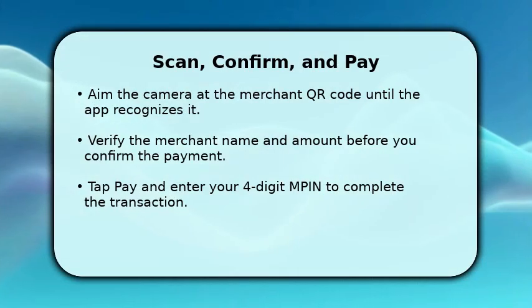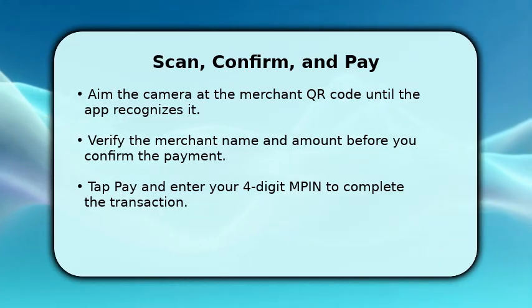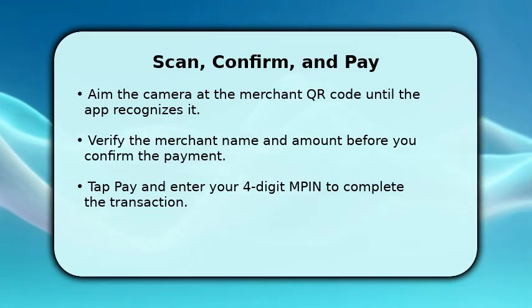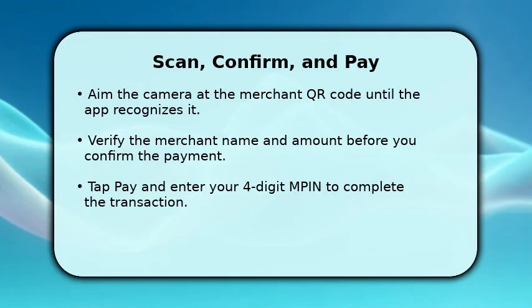Aim the camera at the merchant QR code until the app recognizes it and displays payment details. Verify the merchant name and the amount shown on screen before you confirm the payment. If the amount is blank, enter the correct amount manually using numbers and decimal points.